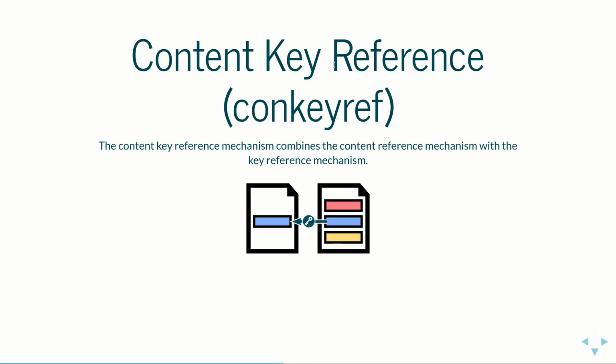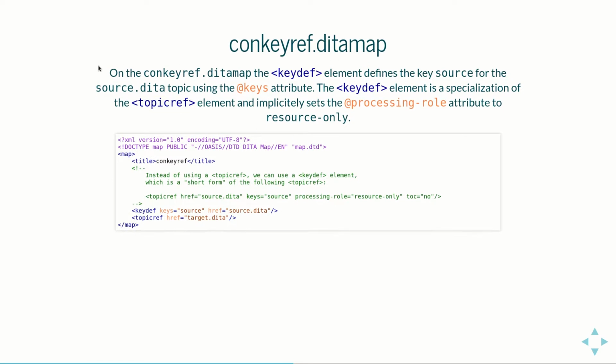There's another mechanism called content key reference. The content key reference mechanism combines the content reference mechanism with the key reference mechanism. So this is another DITA map, and here we have again a key def element defining the key named source, and this key def element does not point to an element, but it points to a topic file called source. And the key def element means that the topic is not rendered, so it simply behaves like this topic reference. So this is semantically equivalent. So the attribute processing role resource-only and toc no is implicitly set here.